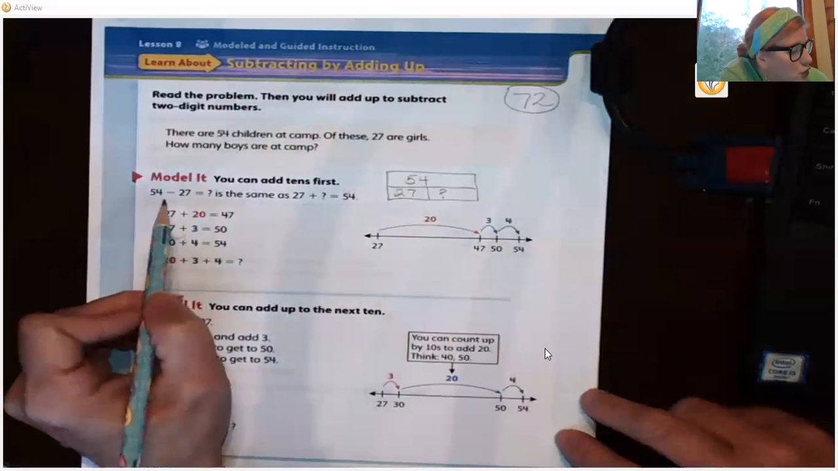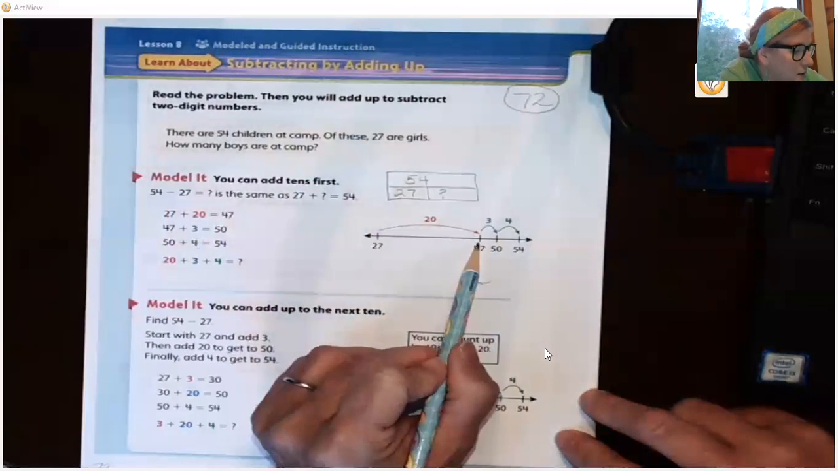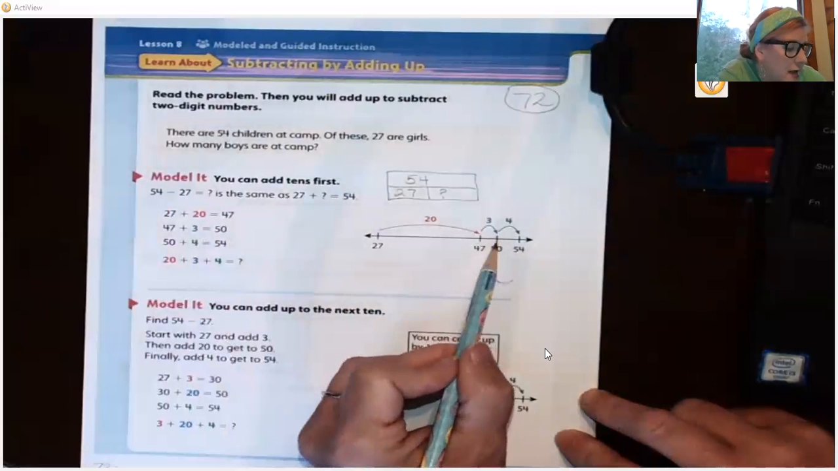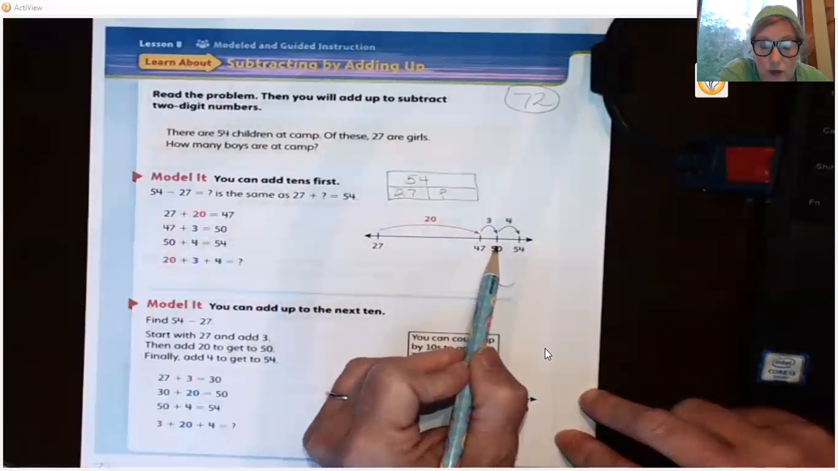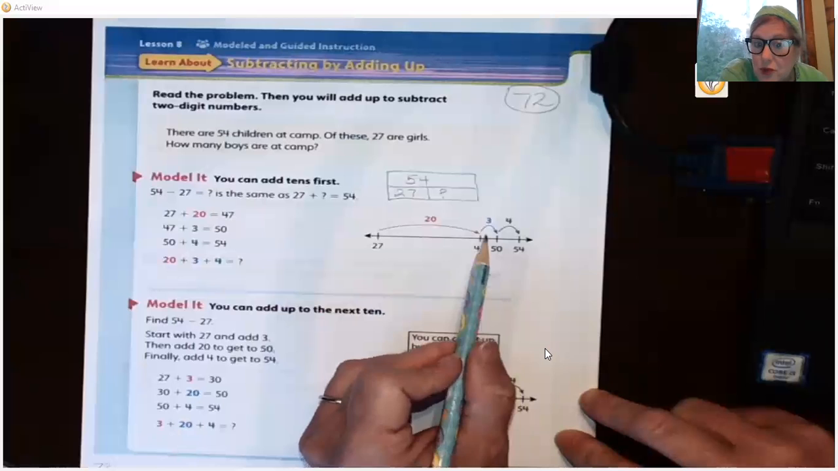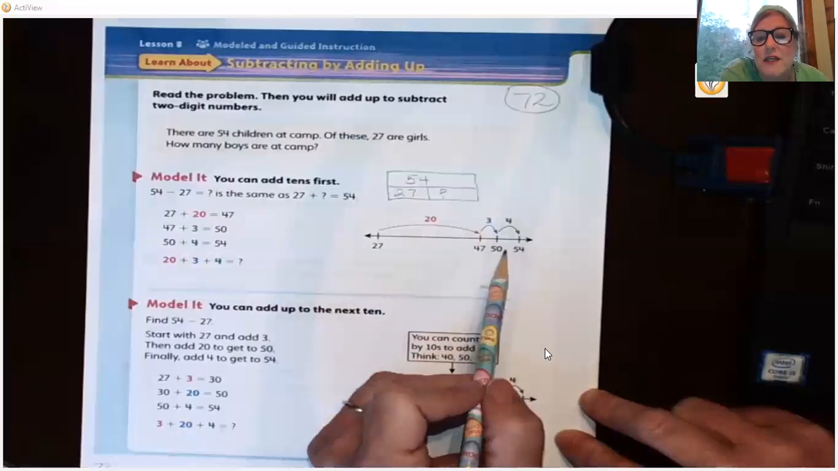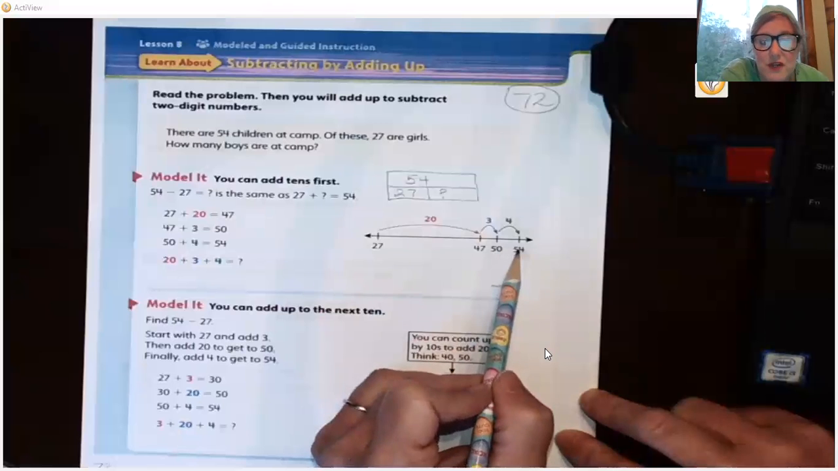So you can start with the tens. 27 plus 20 equals 47. Then you go up to the next number that ends in a 5 or a 0. You have 50. So 47 to 50, if we know our tens facts, 7 plus 3 equals 10. So we go up to the next 10, 50. Then it takes 4 more to get up to 54.